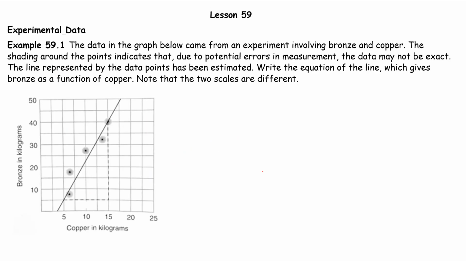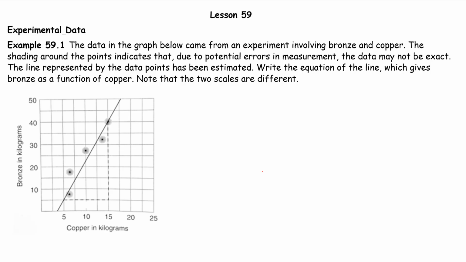But lesson 59 has a few things in it. One of them is experimental data. The data in the graph below came from an experiment involving bronze and copper. The shading around the points indicates that due to potential errors in measurement, the data may not be exact. The line represented by the data points has been estimated. Write the equation of the line which gives bronze as a function of copper. Note that the two scales are different.